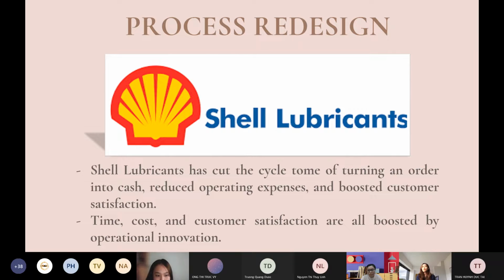For example, Shell redesigned its order fulfillment process by replacing a group of people who handle different parts of an order with one individual who does it all. As a result, Shell has cut the cycle time of turning an order into cash by 75%, reduced operating expense by 45%, and boosted customer satisfaction by 105%. Only by introducing a new way of handling orders do time, cost, and customer satisfaction, the dimensions of performance shaped by operations, get a major boost from operational innovations.